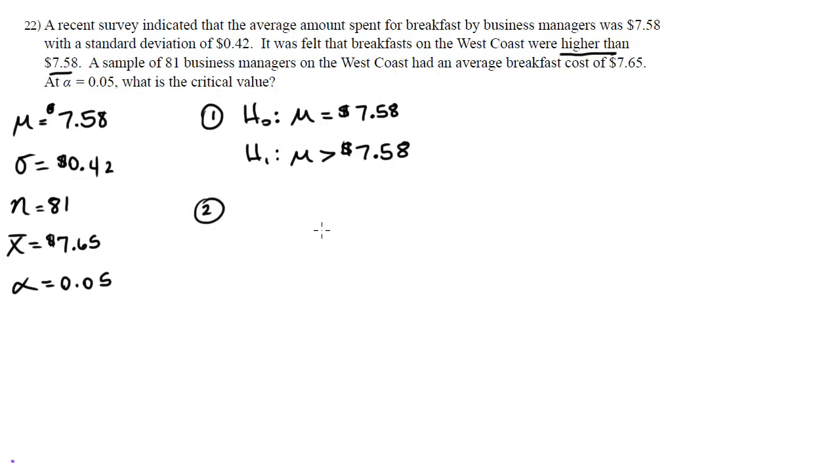Step 2, find the critical values. So alpha is 0.05. What's that critical value that we're going to use to determine our rejection region, right? Here, we're looking higher than. So this will be our rejection region. If our test value is actually greater than, then we reject the null hypothesis. But what's that critical value that we're going to use as the start of our rejection region? So alpha's 0.05.